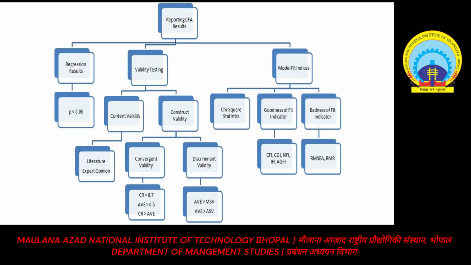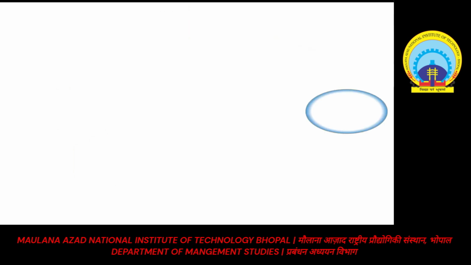So this is what we are looking for. Validity, content validity. In this we are looking for the convergent. In this we are looking for discriminant. Okay. This we will see one by one.